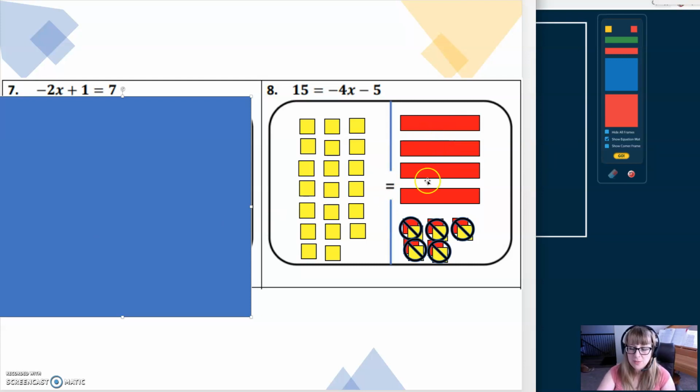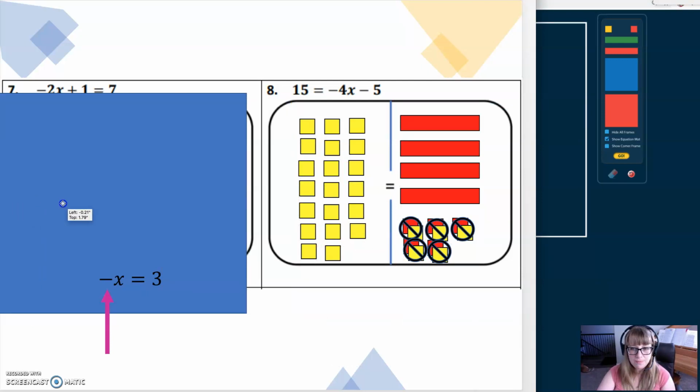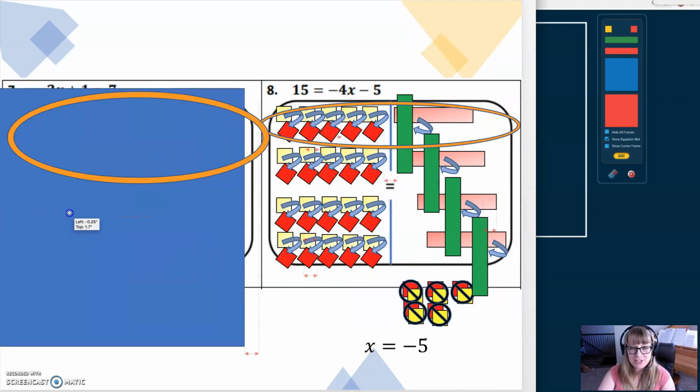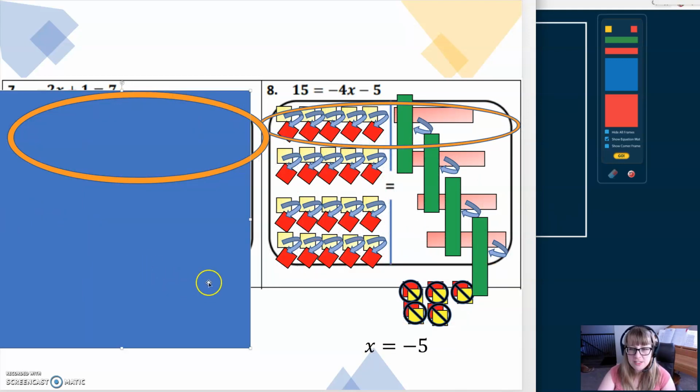So at this point we need to be grouping. So it looks like over here I've got 20 tiles. So these 20 tiles need to be regrouped into 4 groups. It looks like I did a couple steps all at once. I regrouped them into 4 groups, but at the same time I also said, hey, that's a negative x, and I don't want negative x, I want the positive x, so I flip it, and I just kind of show that in one step there. So the correct answer would be x is equal to negative 5.